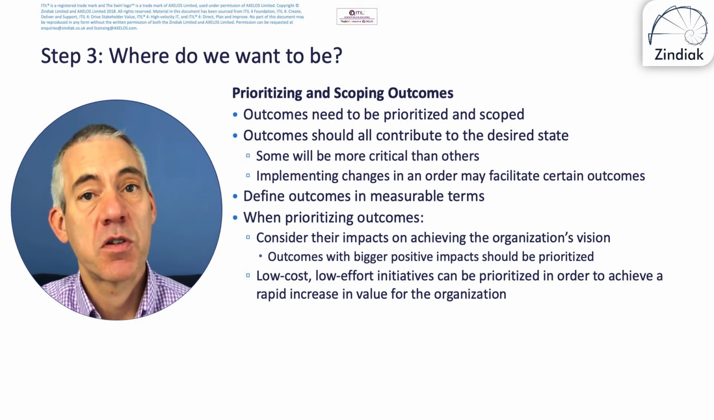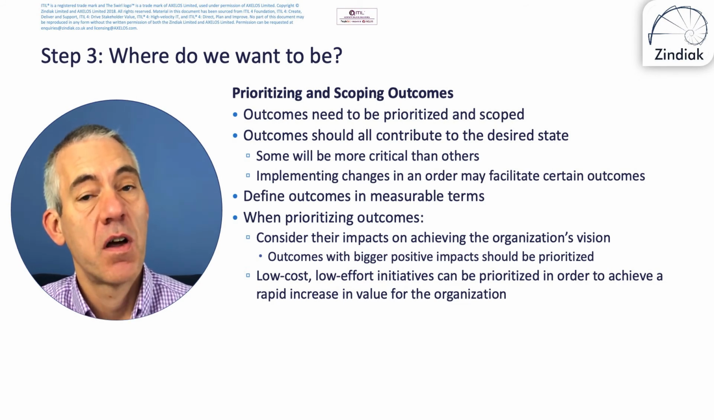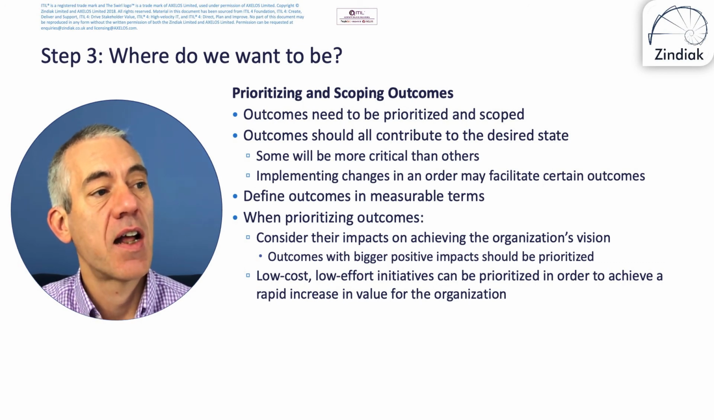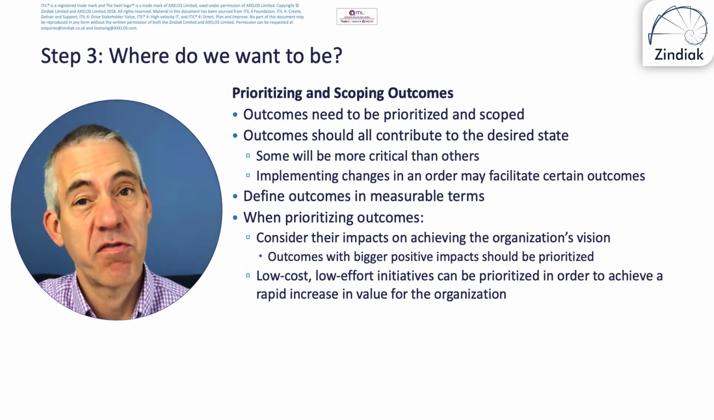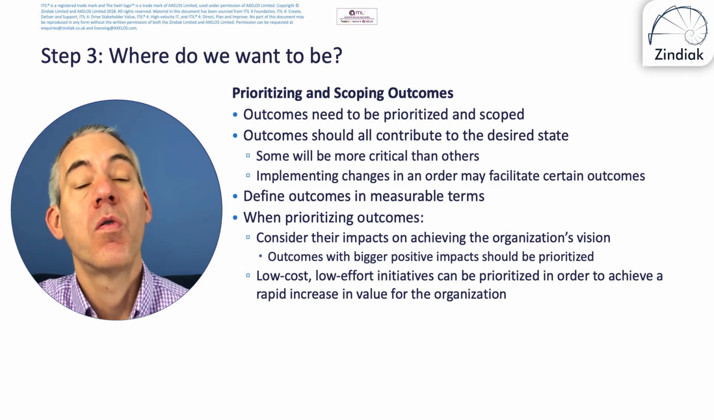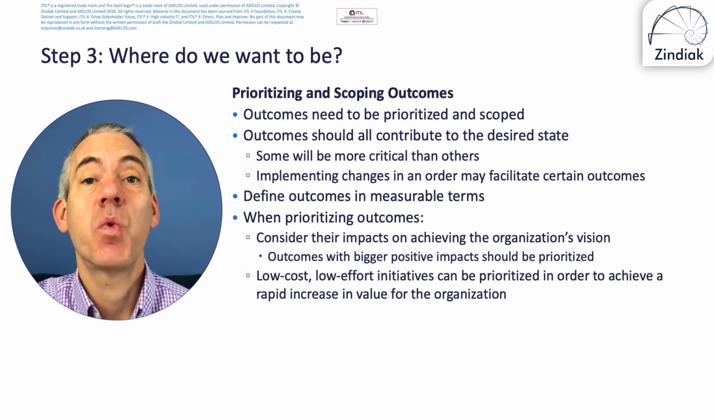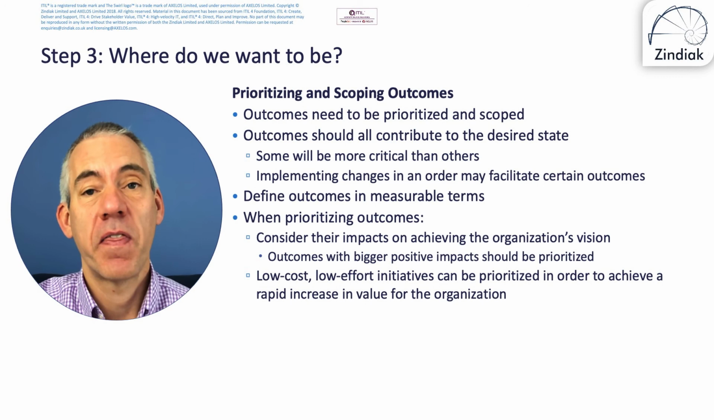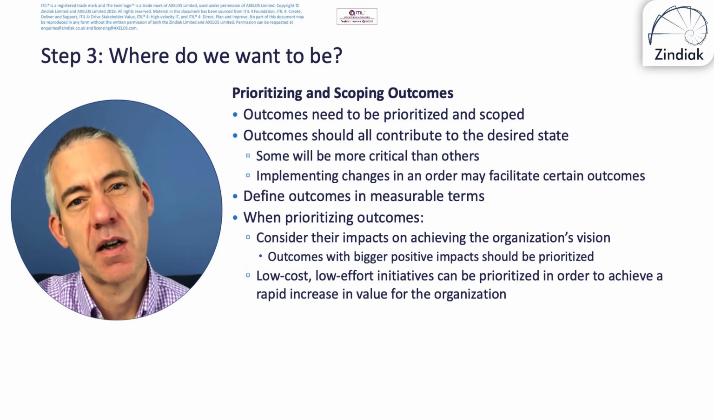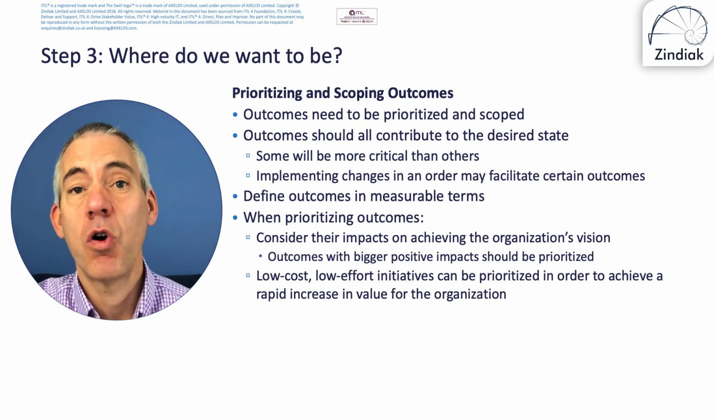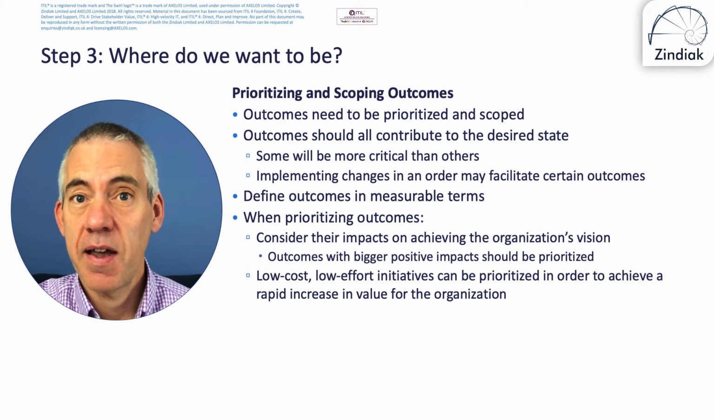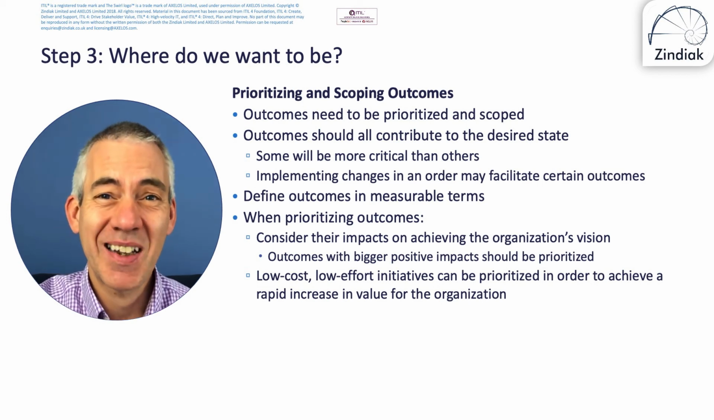Define outcomes in measurable terms. Obviously, that's key to understanding whether we have succeeded or not. And when prioritizing outcomes, consider their impacts on achieving the organization's vision. So will they have an impact on it? If not, why are we doing it? But also what's the impact? How great an impact? And also how great an impact if we don't implement them? So will delivering this have a really big positive impact, or will not delivering it have a really big negative impact?